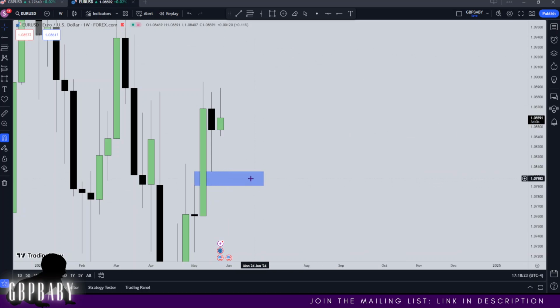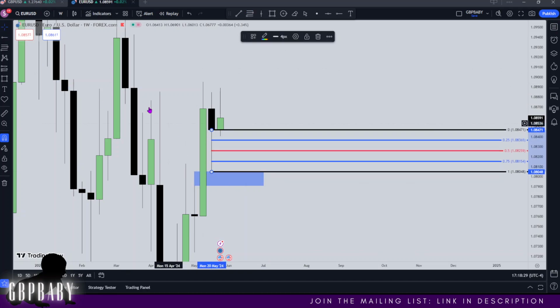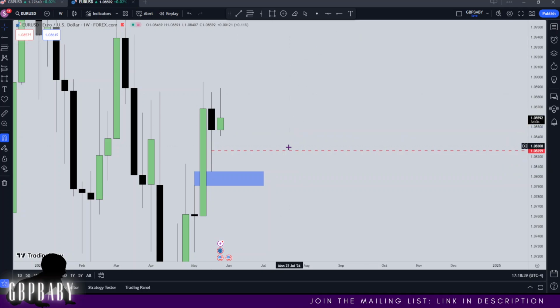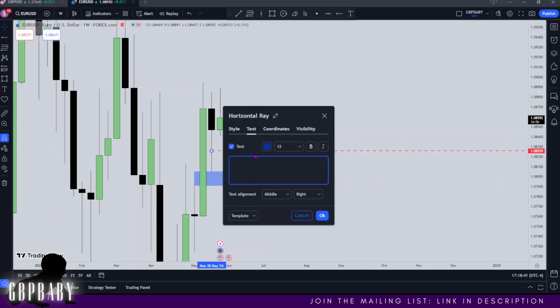Euro's moving a little bit weaker than pound right now, so it could very well reach down into this. But our first level would be the midpoint of this wick. So let's get this marked out first. Well, let's get this marked out. We'll make it red, dashed, and we can write weekly consequent encroachment.